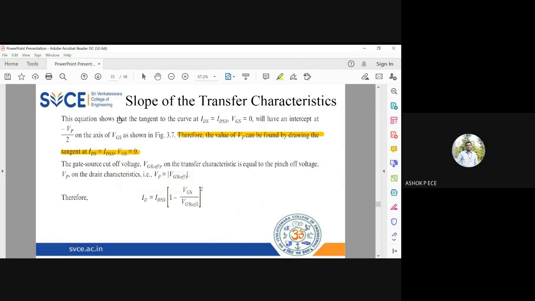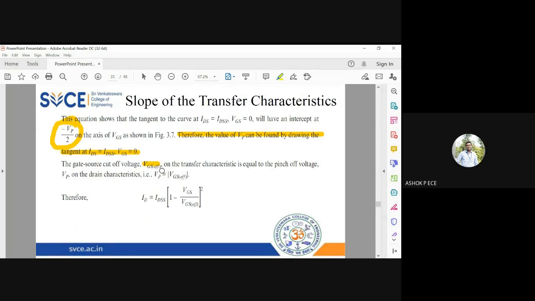See here, we want to find the value of VP. What we should do is draw a tangent to the graph at VGS equal to 0. That is going to give you the value minus VP by 2. Once you know minus VP by 2, you can find the value of VP by multiplying that voltage by 2. And you know that at pinch off, the device is said to be off, right? So I can represent VP by modulus of VGS off.